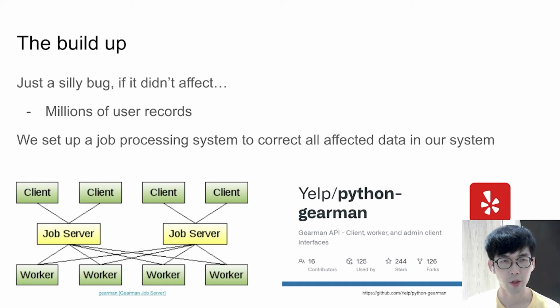We use a job processing system called Gearman this time. We don't use Redis as a job queue since we want tasks to be kept in persistent storage, not in memory, this time.